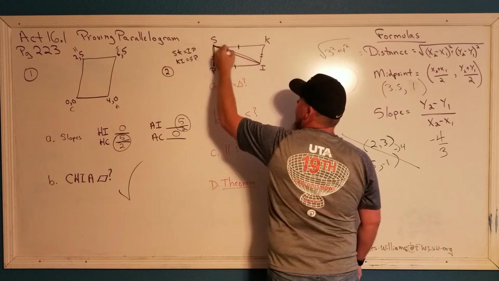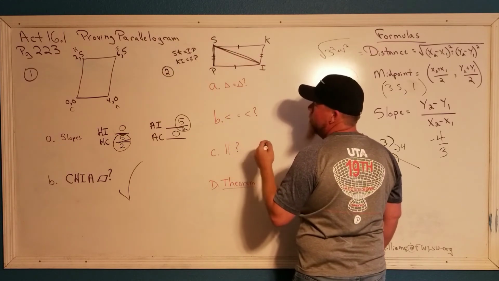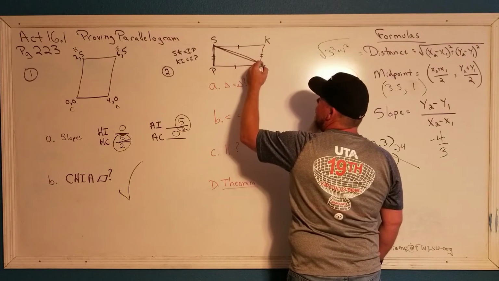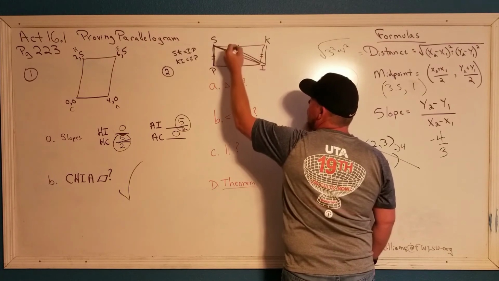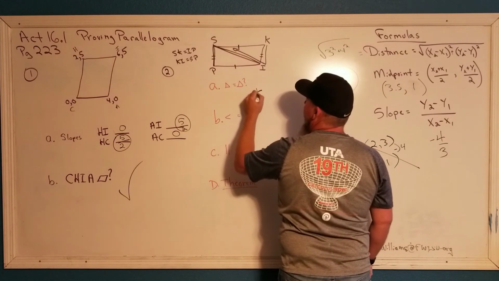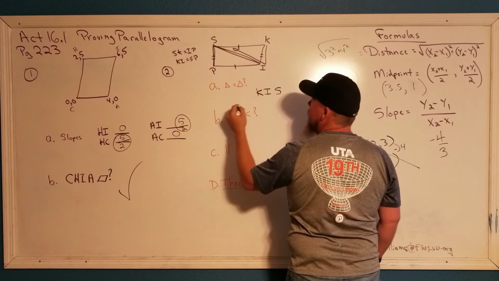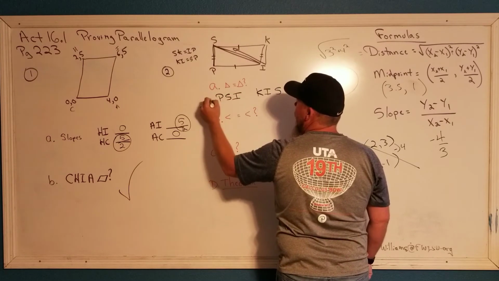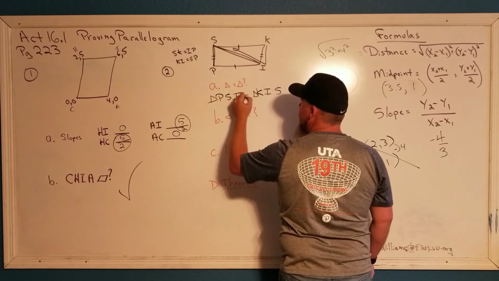PSI is short side, long side, not hypotenuse, sorry, short side, long side. So if I'm looking at this triangle, going down the short side and then up the long side, that means I'm going to have KIS. And that's going to match up with PSI. Okay? Those are my triangles that are going to be congruent to each other.